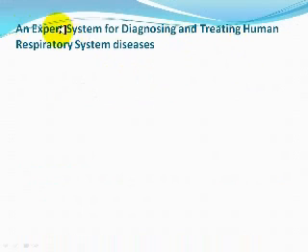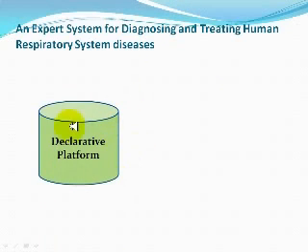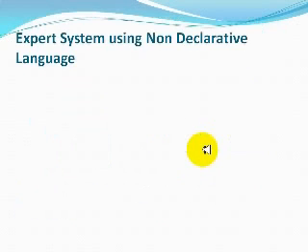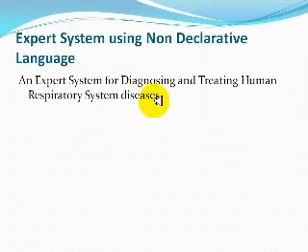Here, we are going to discuss the design architecture of an expert system which totally uses non-declarative languages. To achieve this, we use an expert system which was developed using declarative languages. Then, we would like to examine how the same expert system can be converted into a non-declarative design architecture. An expert system for diagnosing and treating human respiratory system diseases.